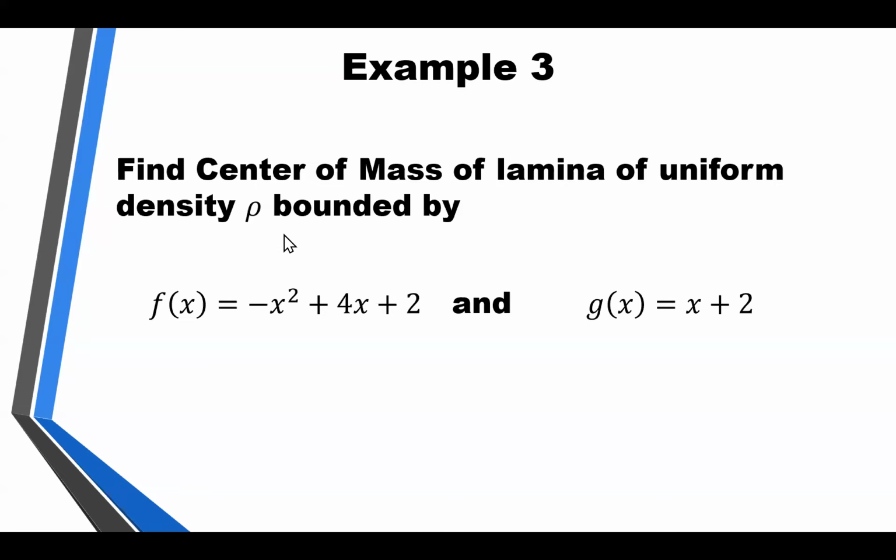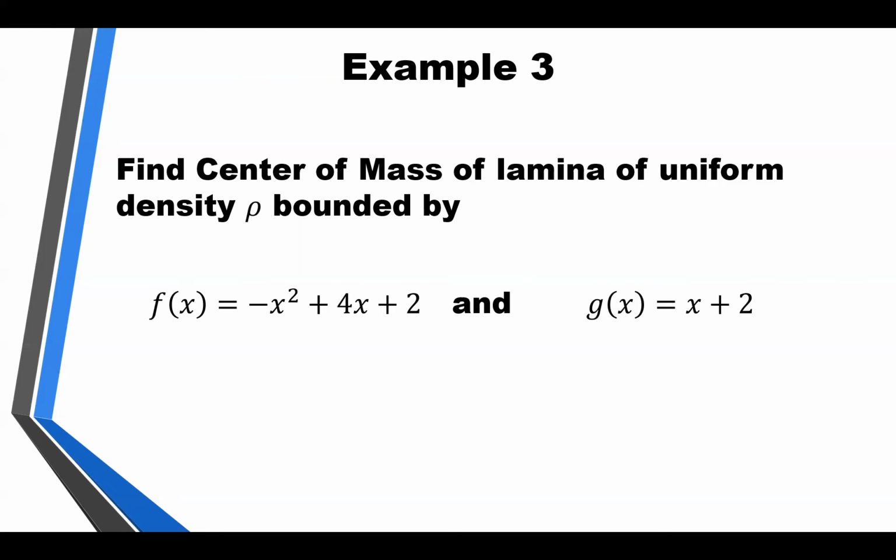Let's do another example. Let's find the center of mass of the lamina of uniform density that is bounded by this f of x and this g of x. F of x is equal to negative x squared plus 4x plus 2. G of x is equal to x plus 2.